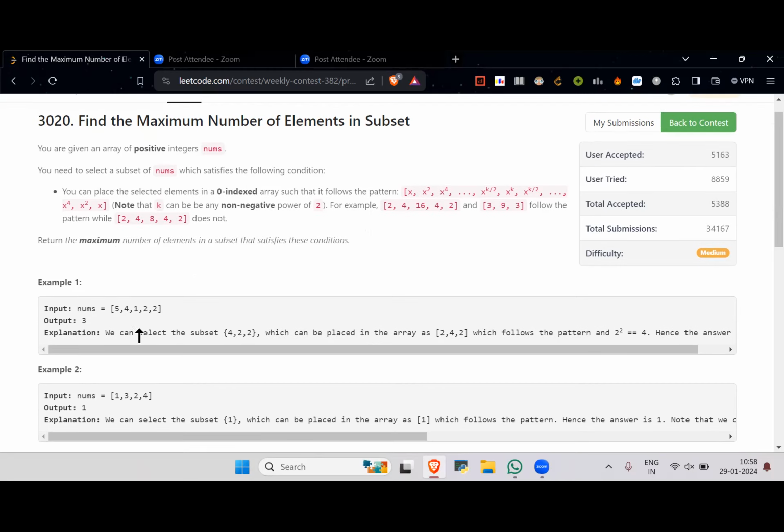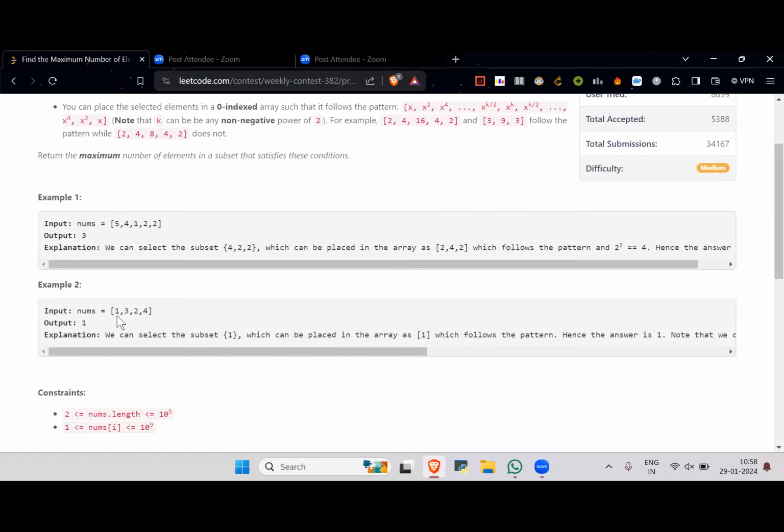So if we look at the sample cases, we have the array 5, 4, 1, 2, 2. Now, if we pick up the subset 4, 2, 2, we can rearrange them and make it 2, 4, 2, where 2 is 2^1, this is 2^2, and this is 2^1 again. Here x can also be any number. And in the other example, the only thing you can pick up is a subset of size 1. So here we picked up one number, and that's the only number in the array.